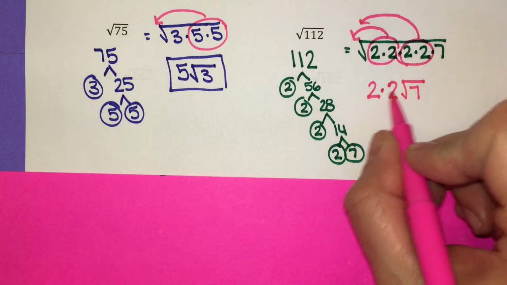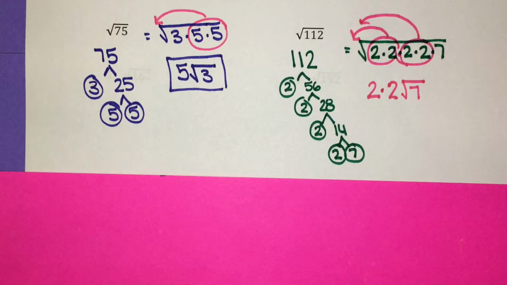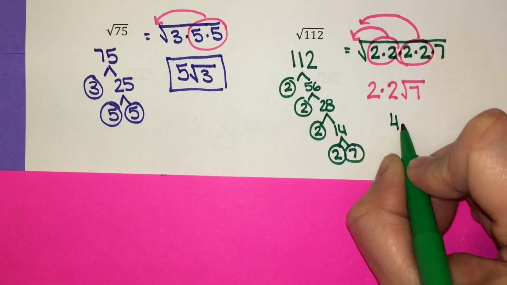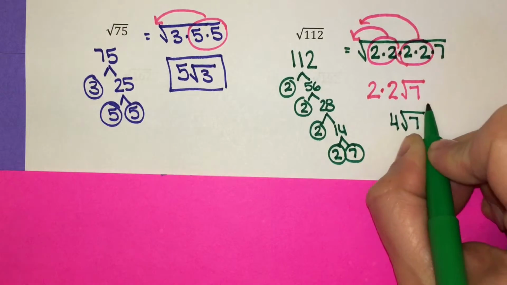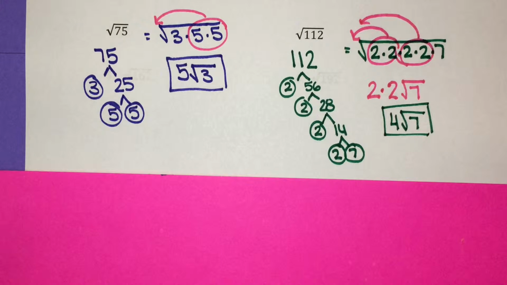All right, so just re-multiply what's on the outside. 2 times 2 is 4. And we have the square root of 7. That is simplified as much as possible.